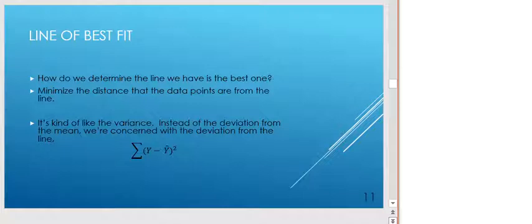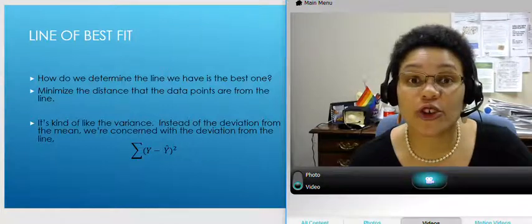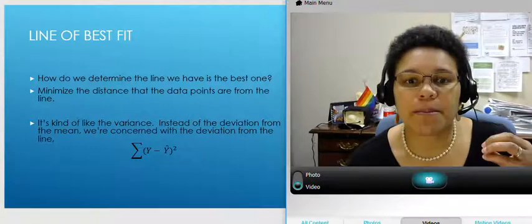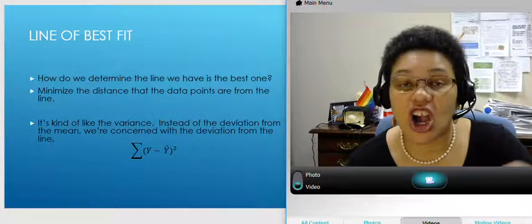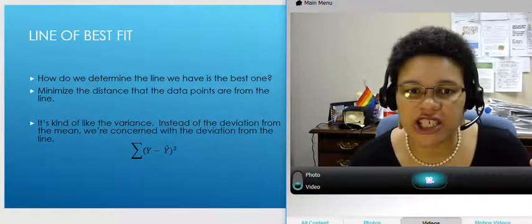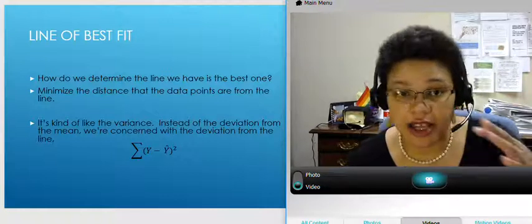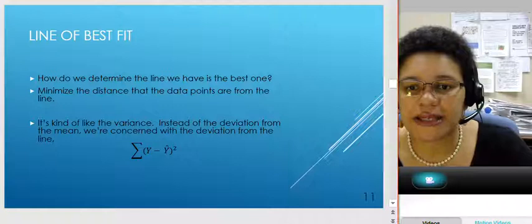So how do we determine if this line is the best one? Actually, you don't have to determine it yourself. This is part of what regression does. It's minimizing the distance that the data points are from the line. It's kind of like variance. Instead of deviation from the mean, we're concerned about deviation from this line, and it's minimizing the difference.